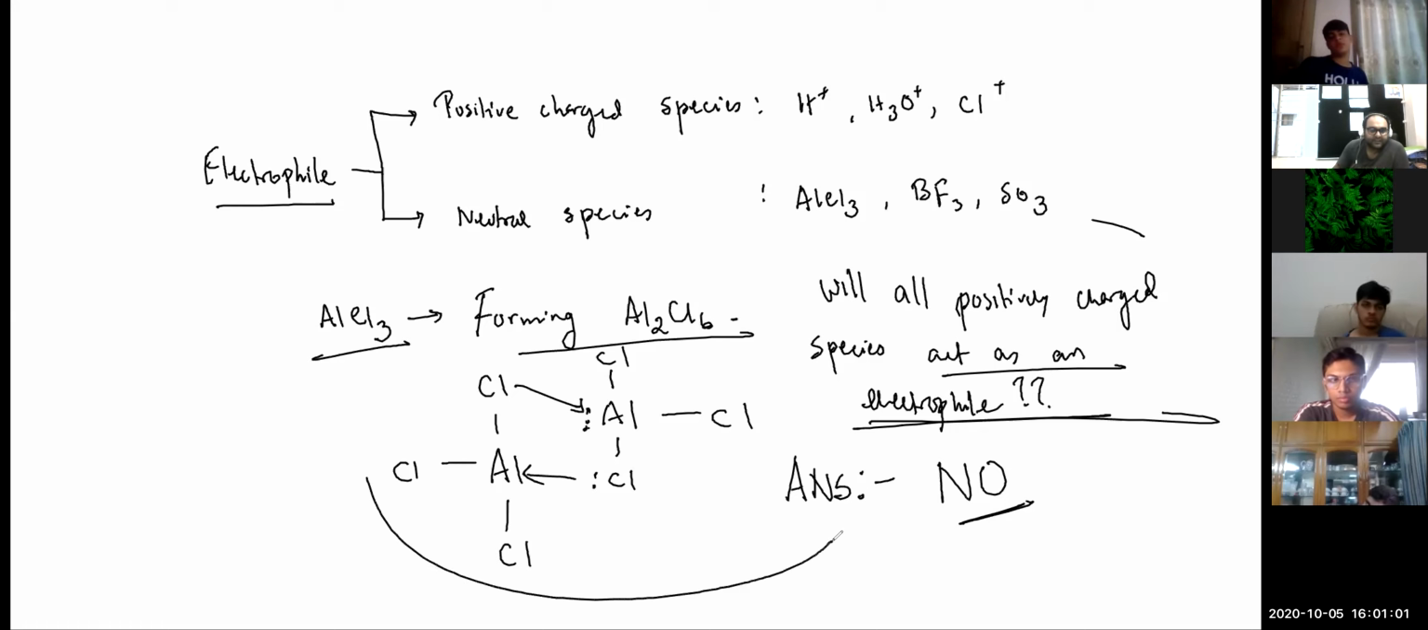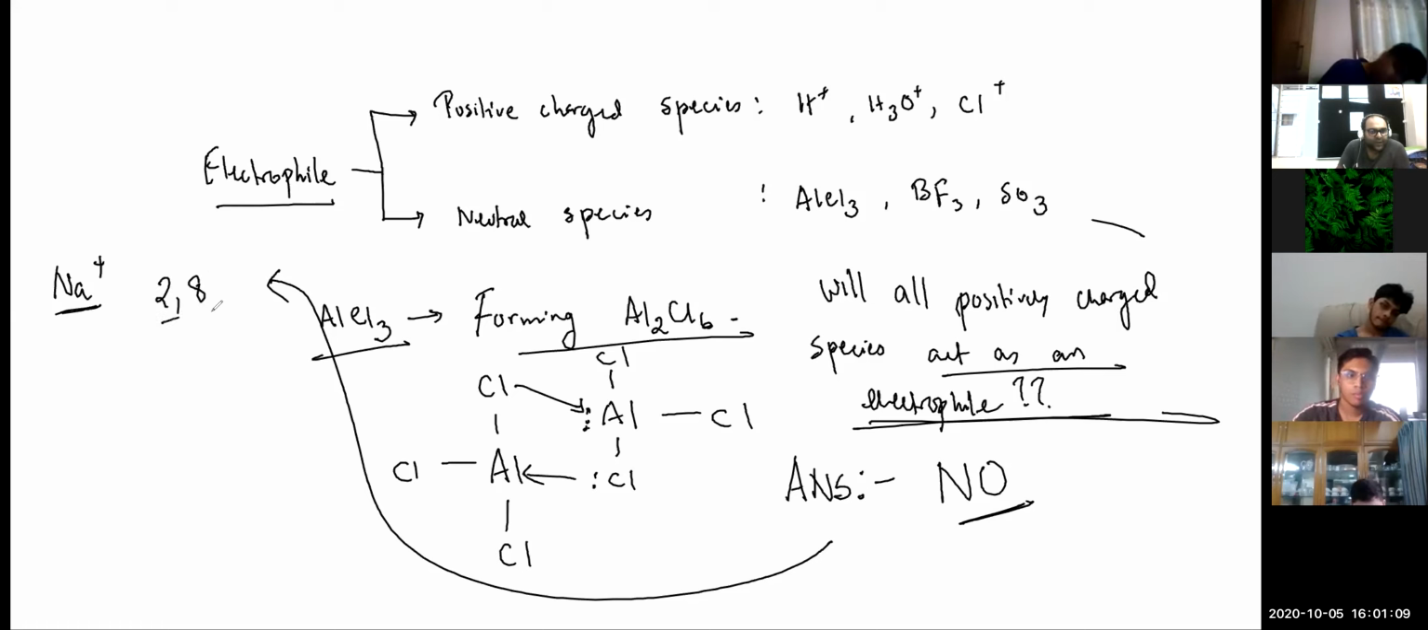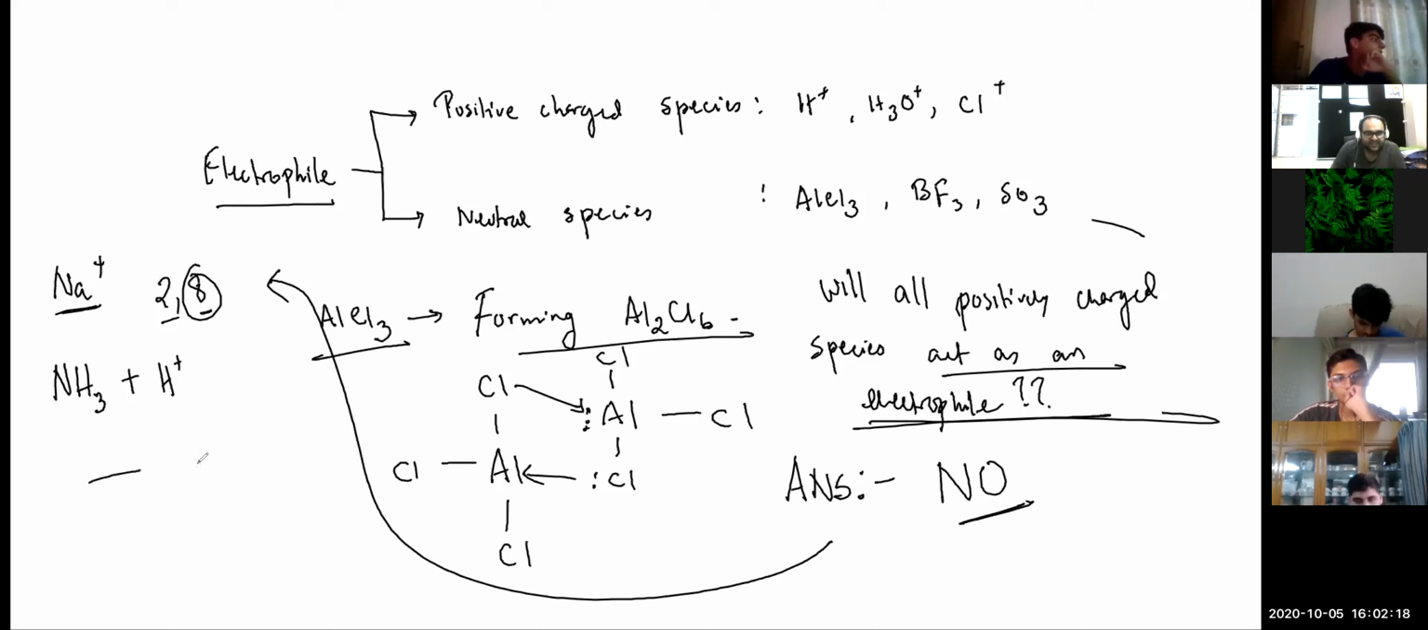For example, sodium ion already has 8 electrons in its outermost shell. Can it act as an electrophile? Let's take another example: ammonium ion and hydrogen ion. NH3 plus hydrogen ion gives NH4 plus. The arrow should be towards the hydrogen ion because the electron pair is going from the nitrogen to the hydrogen.